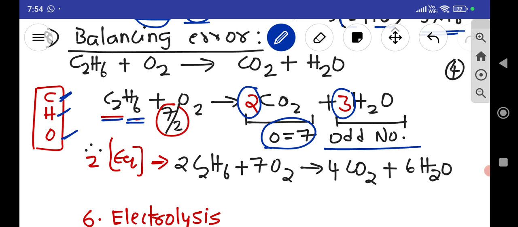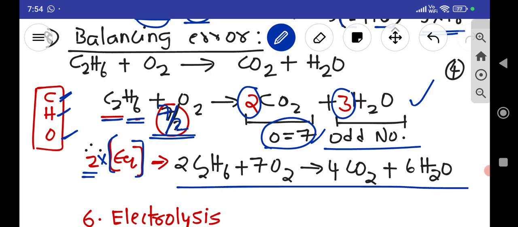If it is an odd number, you have to write what you got, 7, therefore mention 7 by 2. So this equation is also correct. Otherwise, to get the balanced equation as whole numbers, you multiply with 2. The entire equation is multiplied with 2 and you get the final balanced equation.